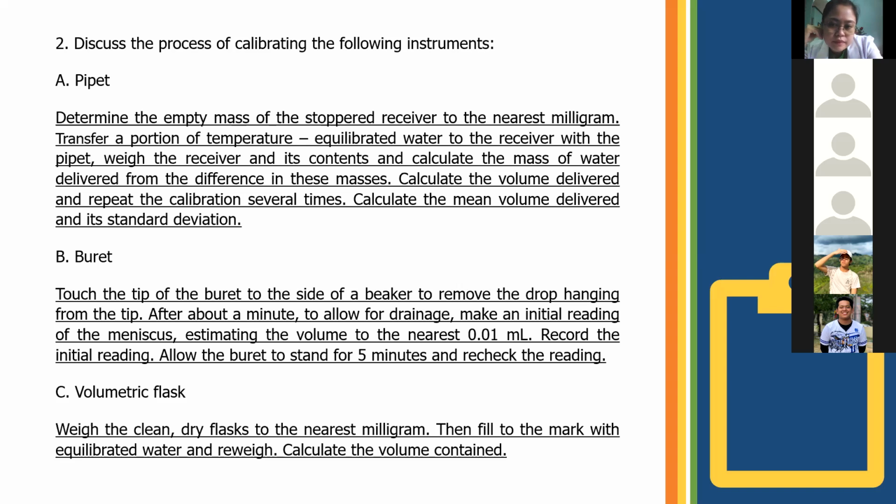Determine the empty mass of the stoppered receiver to the nearest milligram. Transfer a portion of temperature equilibrated water to the receiver with the pipette. Weigh the receiver and its contents and calculate the mass of water delivered from the difference in these masses. Calculate the volume delivered and repeat the calibration several times. Calculate the mean volume delivered and its standard deviation.